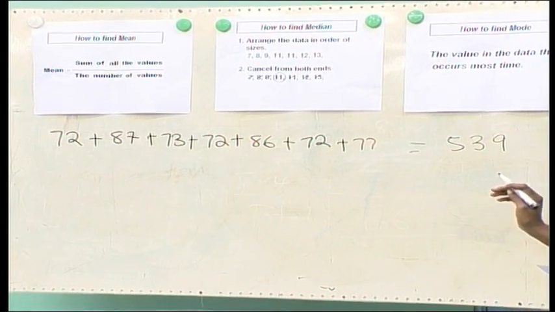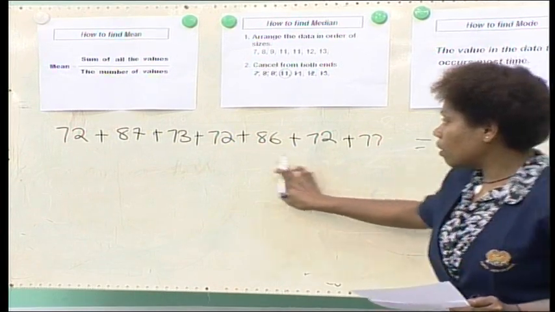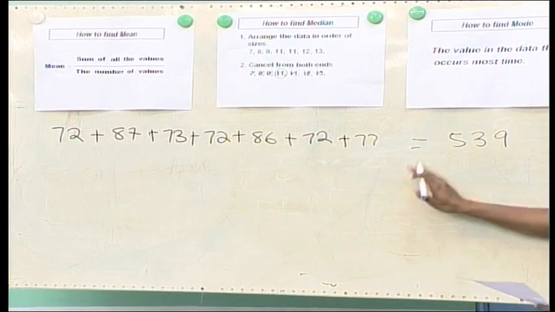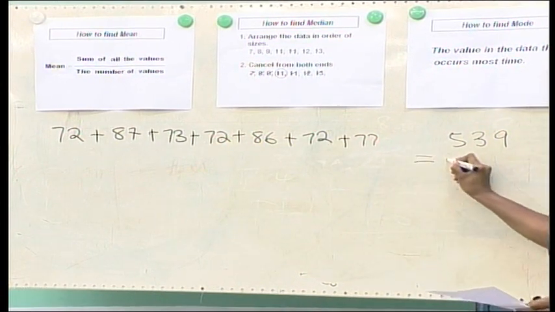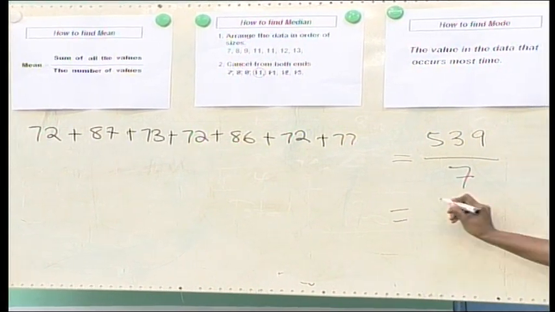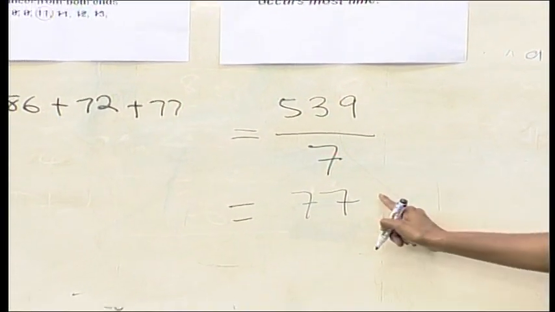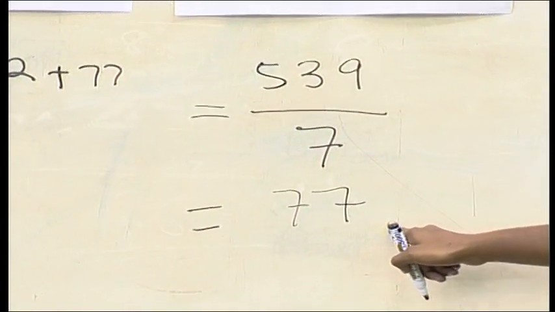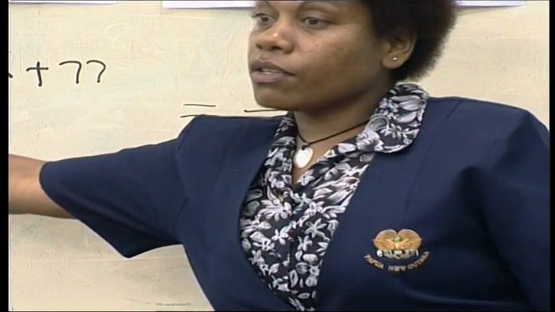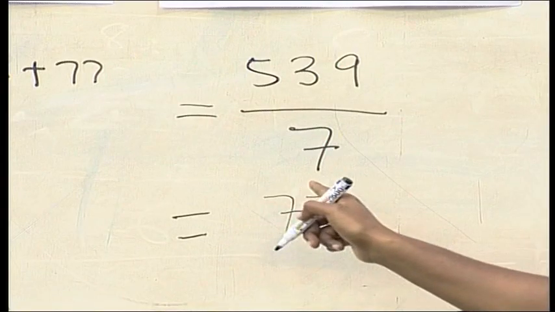Divide by 7. Why 7? Okay, 1, 2, 3, 4, 5, 6, 7. So equal sign, divide by 7. And what's our answer? 77. Okay, so 7Os and receiving students, your mean is 77. This is how you work out the mean. Find all this, add the total, and then you divide by the number of scores.